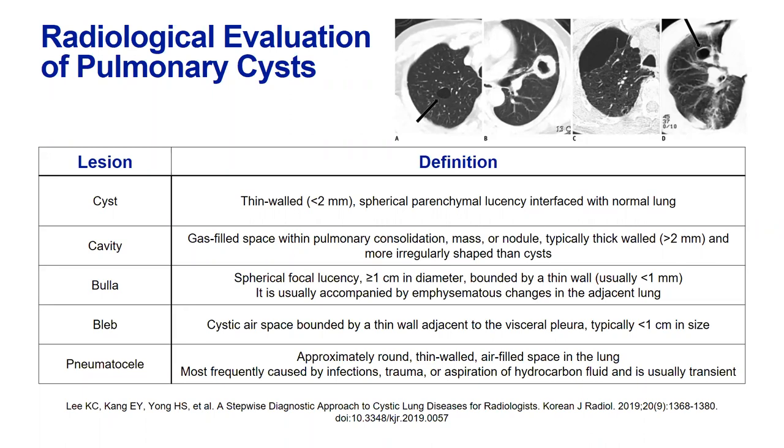Then we have our bulla in figure C. These appear as spherical focal lucencies, greater than a centimeter in diameter, bounded by a thin wall, and usually accompanied by some degree of emphysema on the imaging. Your bleb is somewhat similar. I don't have a diagram of that, but it's a cystic airspace bounded by a thin wall adjacent to the visceral pleura, and it's typically less than 1 centimeter in size. For your last one, pneumatoceles are round, thin-walled, air-filled spaces in the lung that most frequently occur due to infection, sometimes also with trauma or aspiration.